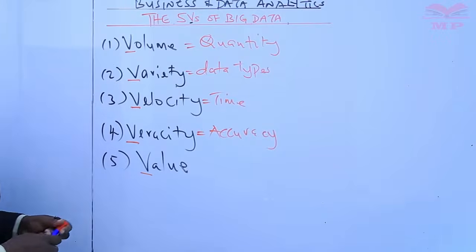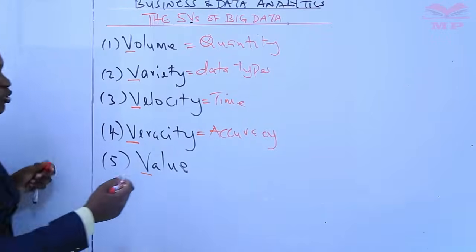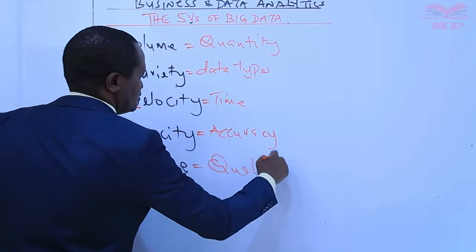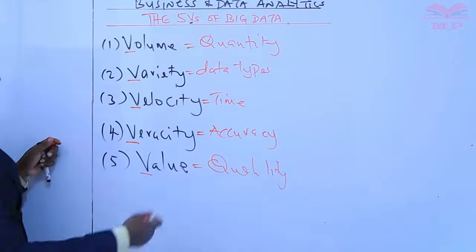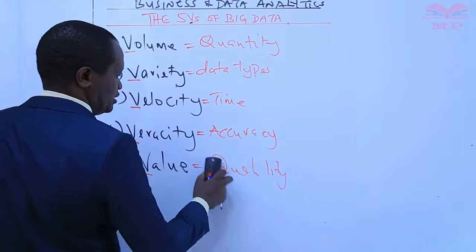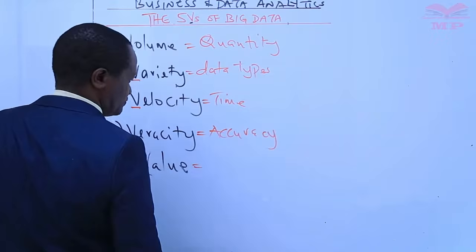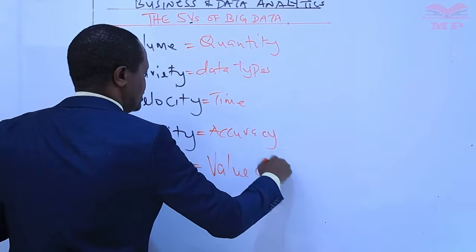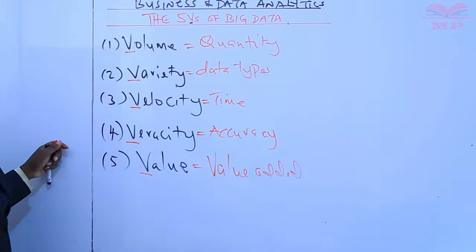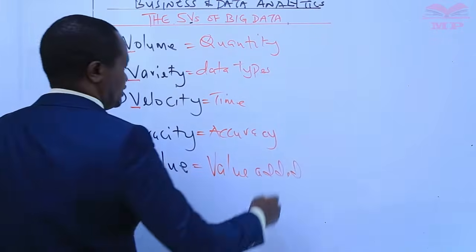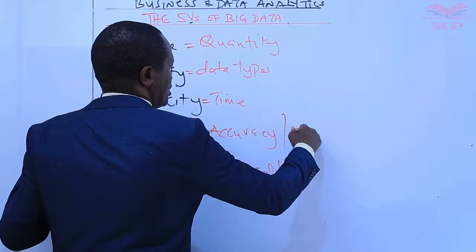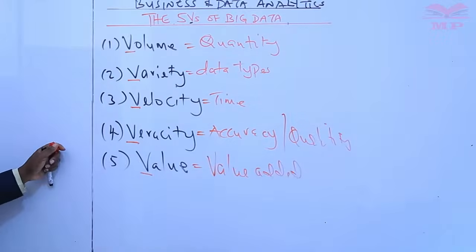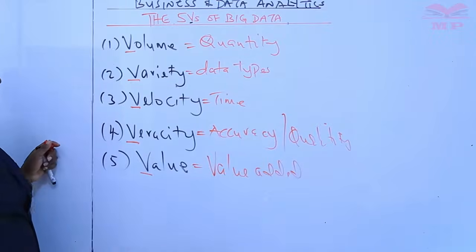All right? So the value, this we said refers to the value added. Veracity refers to the quality of data. The quality of data. The accuracy of data.